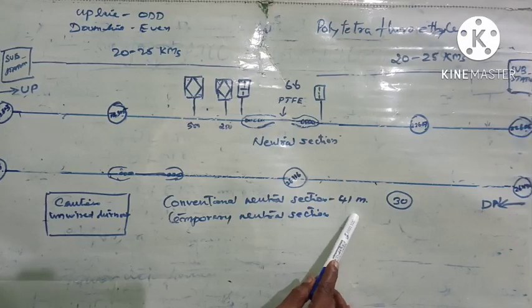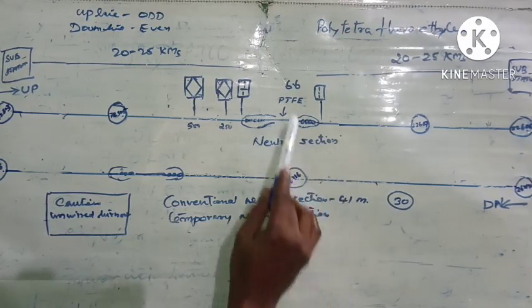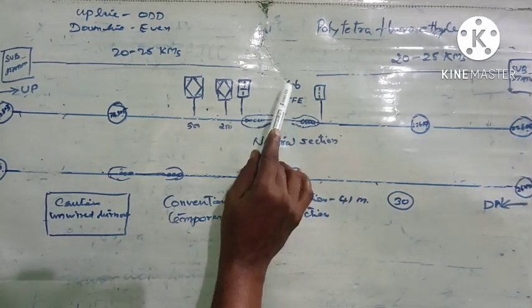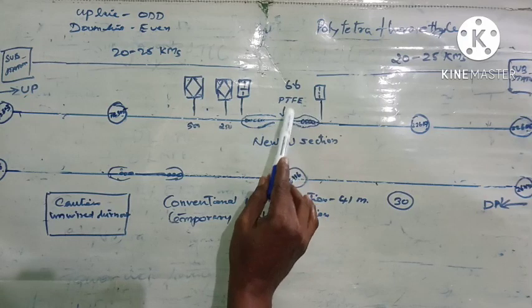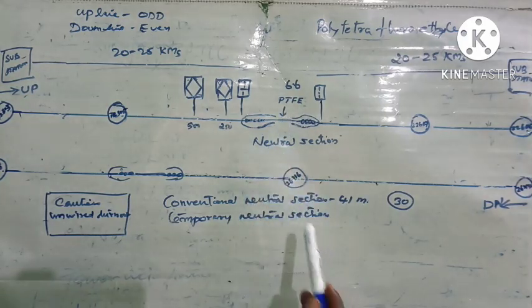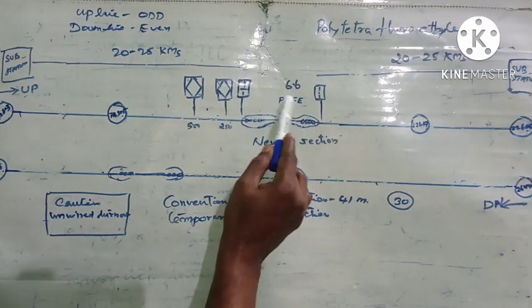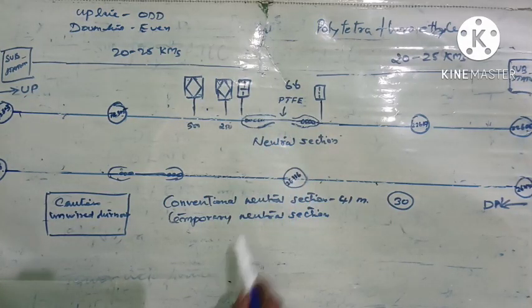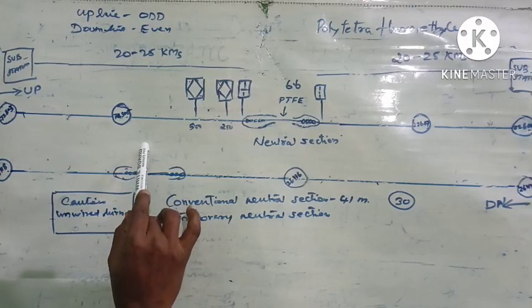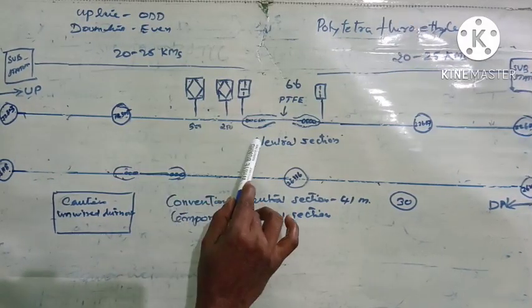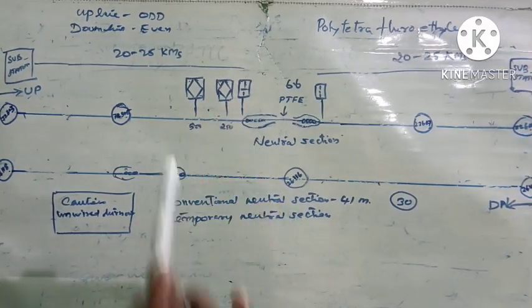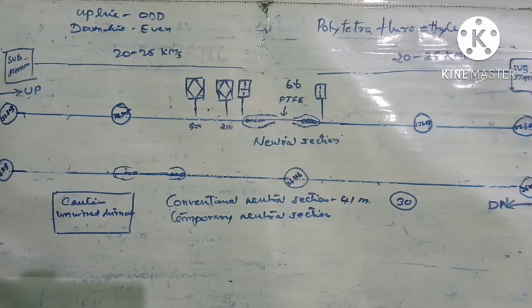Nowadays we are not having conventional neutral section, we are having this PTFE neutral section which is at present 6.6 meter length. Even we are having neutral section with a lesser length, 3 meter length PTFE neutral section is now available. Whenever a loco pilot with electric loco is approaching the neutral section, he must switch off the loco power.